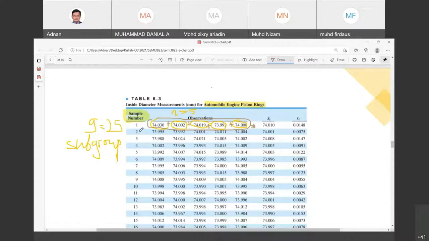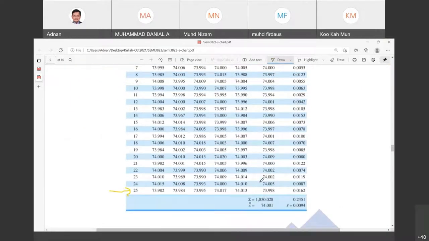Okay, when you go for example to 9 a.m., you take another 5. So this is the average value for X bar. So we have X bar here. We have the S here. Okay, the S. S is standard deviation for the sample. We continue doing this for 25 samples, until here. You do the same thing. You get it here. Okay, this is the X bar.